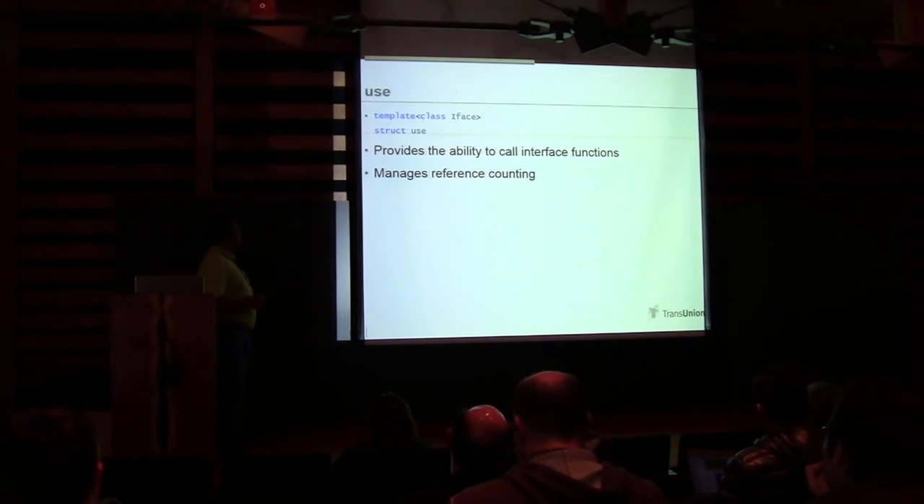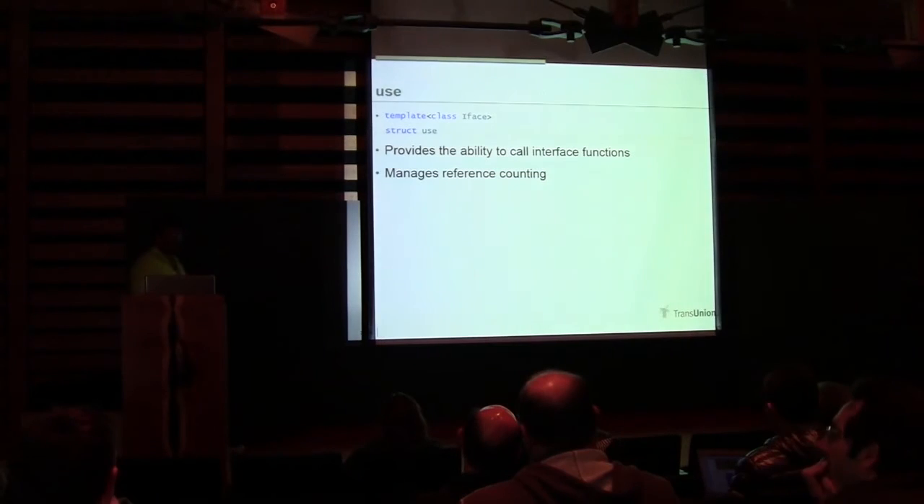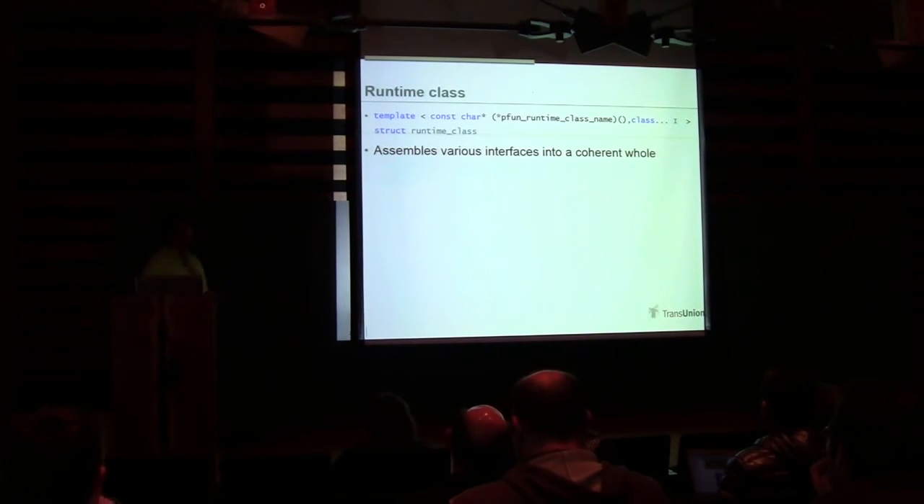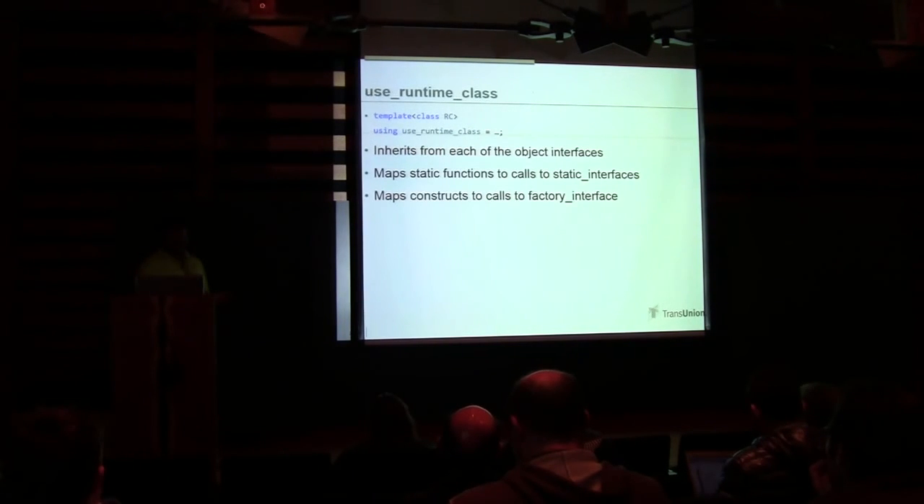Use, so it provides the ability to call interface functions and it manages reference counting for you. Runtime class, this assembles the various interfaces into a coherent whole. Use runtime class inherits from each of the object interfaces, and then it maps the static function calls to static interfaces, maps constructor calls to factory interfaces.